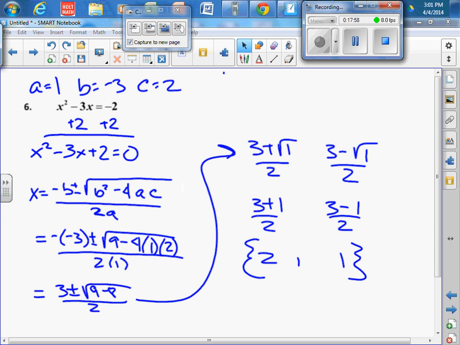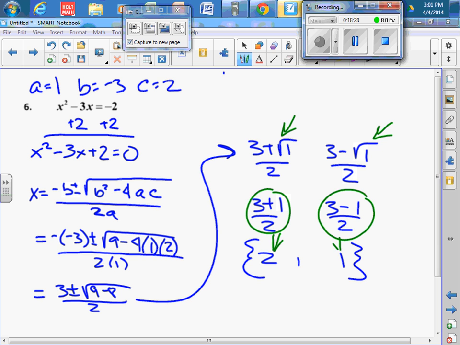In number 6, we have to add 2 to both sides first. So when you do that, you get x squared minus 3x plus 2. So a is equal to 1, b is equal to negative 3, and c is equal to positive 2. After plugging everything into the formula, you're going to get 3 plus radical 1 over 2, and then 3 minus radical 1 over 2. What's the square root of 1? It's 1, so you have 3 plus 1 is 4 over 2 is 2, and then 3 minus 1 is 2 over 2. So this particular parabola crosses the x-axis at 2 different places, at 2 and positive 1.